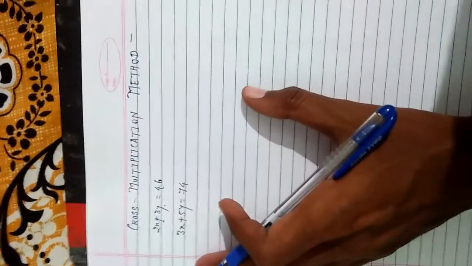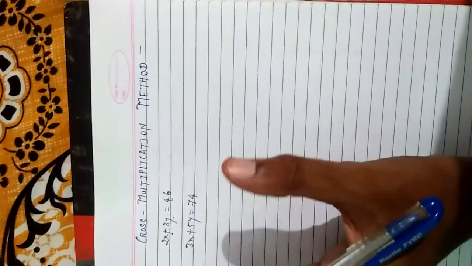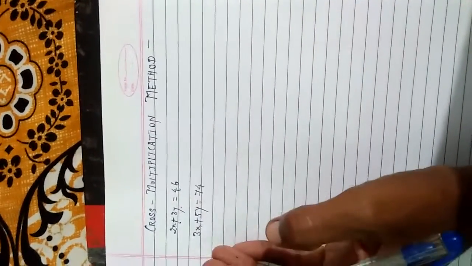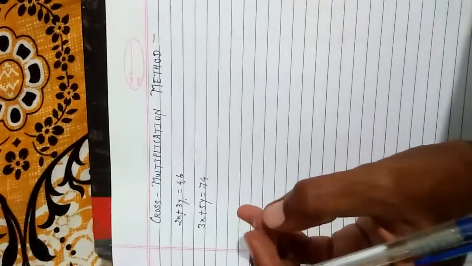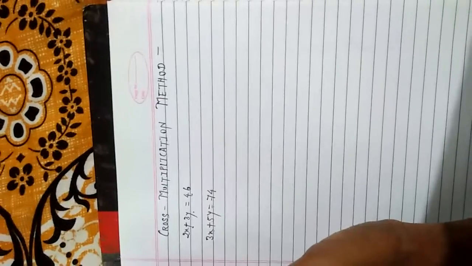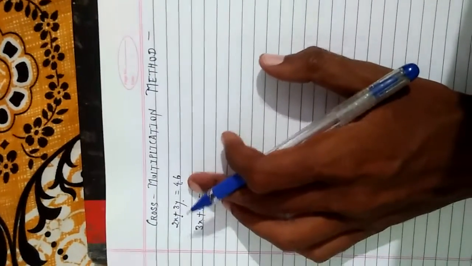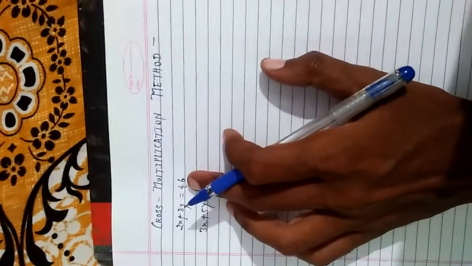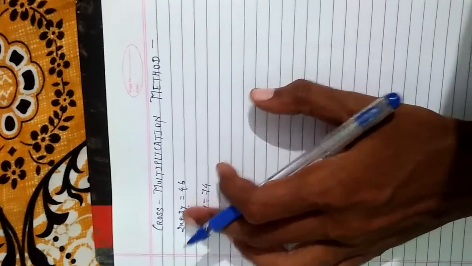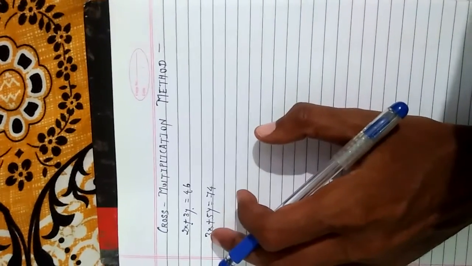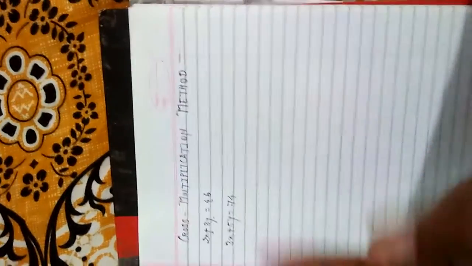So first we have to arrange these equations. When you are going to solve any question in the cross multiplication method, you always have to take all terms on the left hand side. Here you can see the numerical, or constant, term is on the right hand side. So we have to take this 46 and 74 to the left hand side. Then we are going to solve.